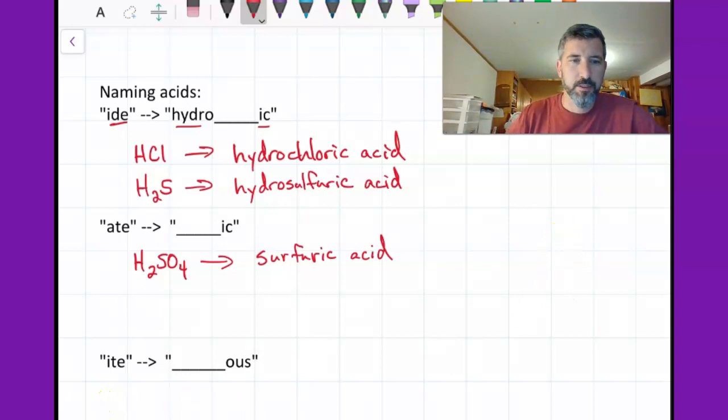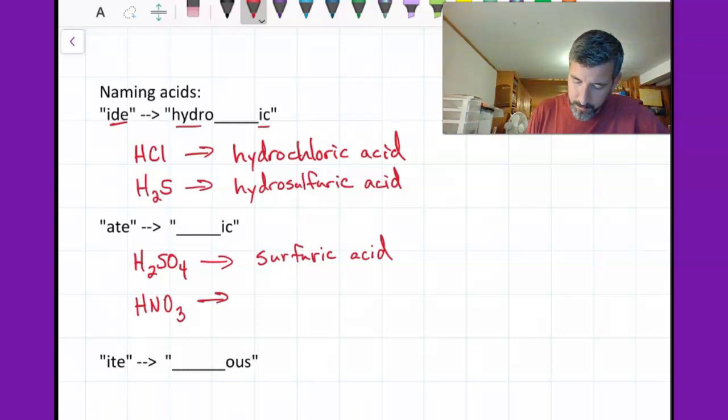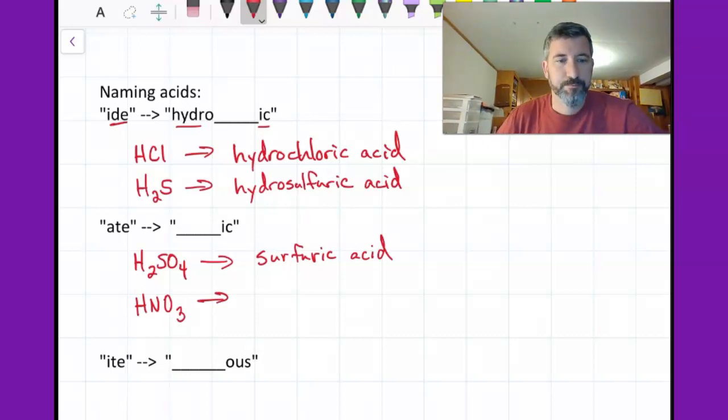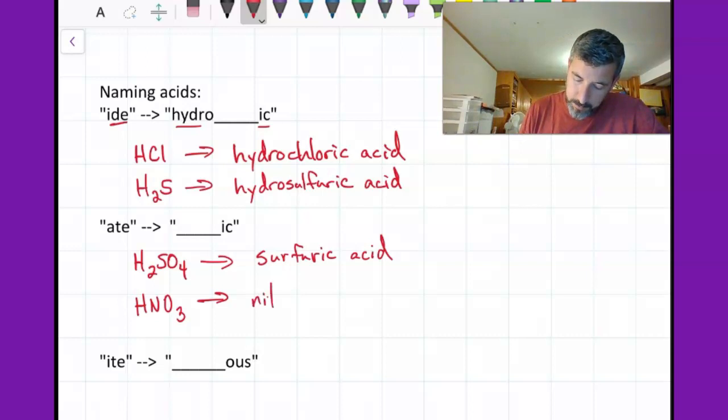All right, let's try another one. Let's give us another ate ending. Let's go with, we did this one earlier, but I didn't say what the name was, or maybe I did, but anyway, try that one. Okay, and so this one is not hydrogen nitrate, but nitric acid.